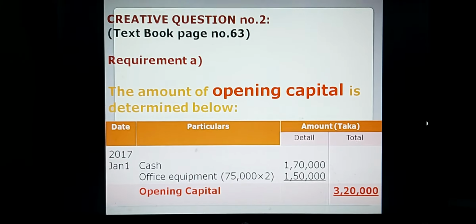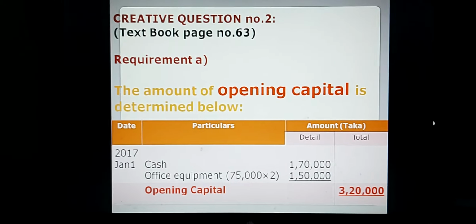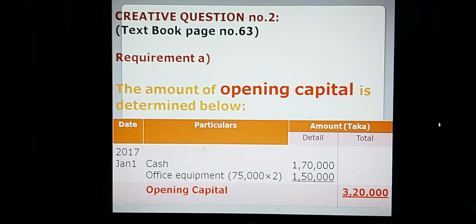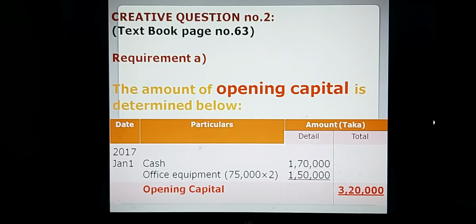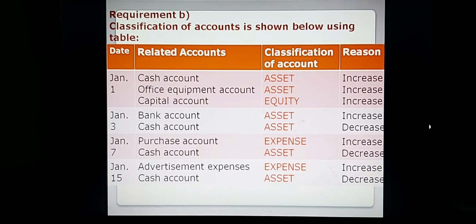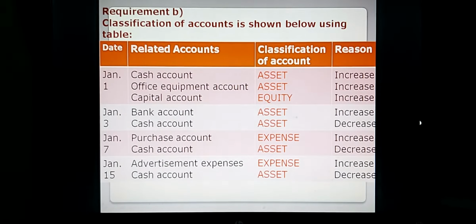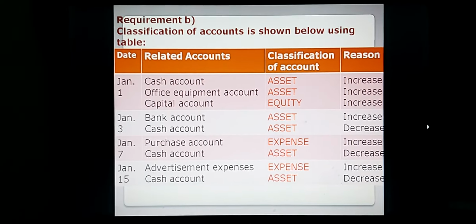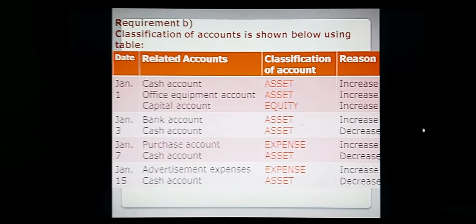Requirement B is to show the classification of account of the above transactions. 4 different transactions are given for find out the classification of account. How to classify it? Okay, now I can go to the next slide. For the requirement B, now you can see in the screen, classification of accounts is shown below using table. It's a new table for classification of accounts.